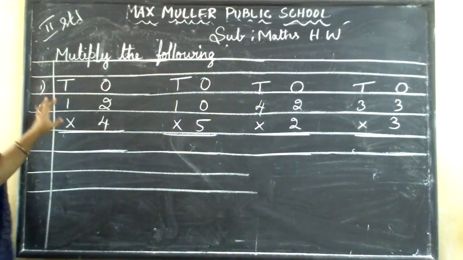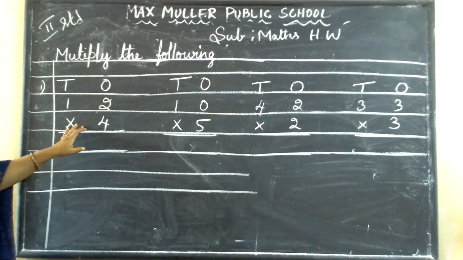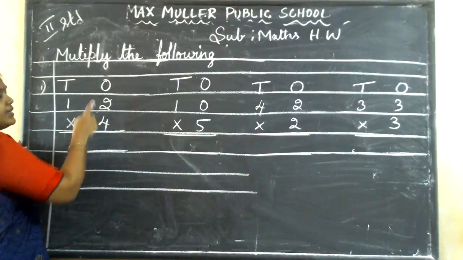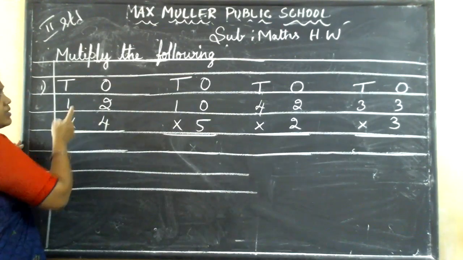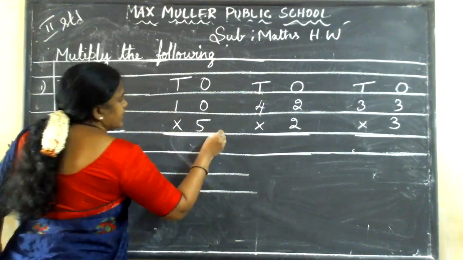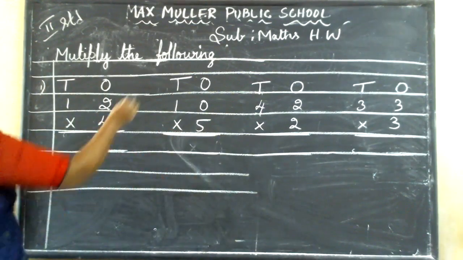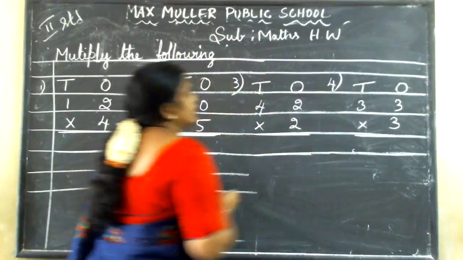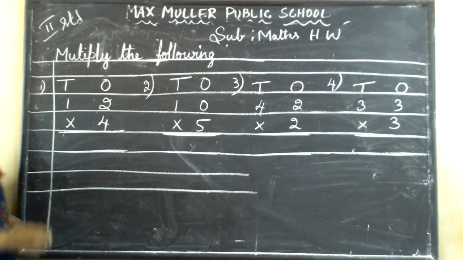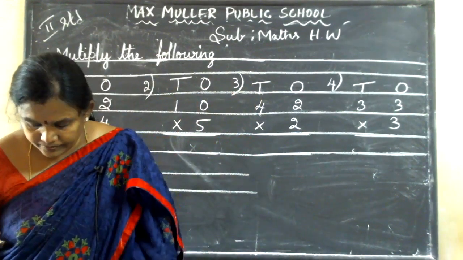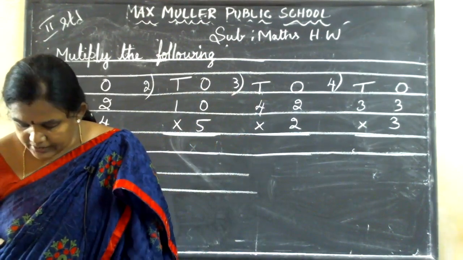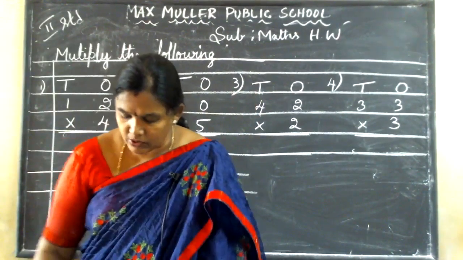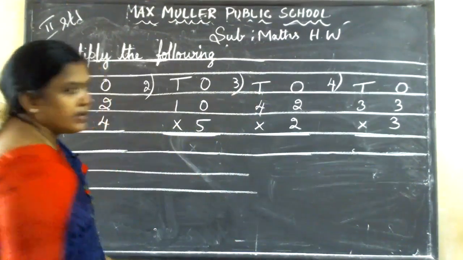Multiply the following 2-digit numbers with 1-digit numbers without carry over. First you multiply the ones column, after that you go to the tens column and write the answer neatly. Understood, children? This is the homework, 4 sums. Next class I will go to page number 94. Page number 94 has another 8 sums. Everyday maths also is there. We will finish in the next class. Thank you, children.